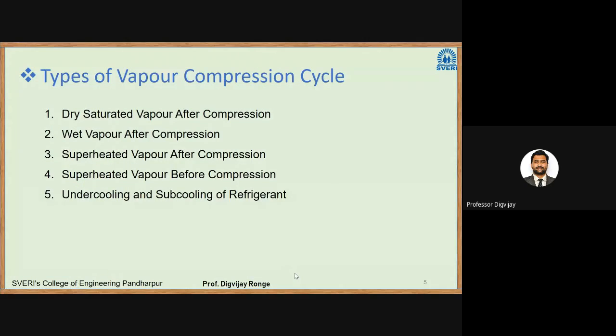In the last lecture, we studied the types of vapor compression cycle. Before that, we studied the Bell-Coleman cycle, and before that the reverse Carnot cycle. The vapor compression cycle consists of two isobaric processes, one isentropic and one isenthalpic. So what are its types?